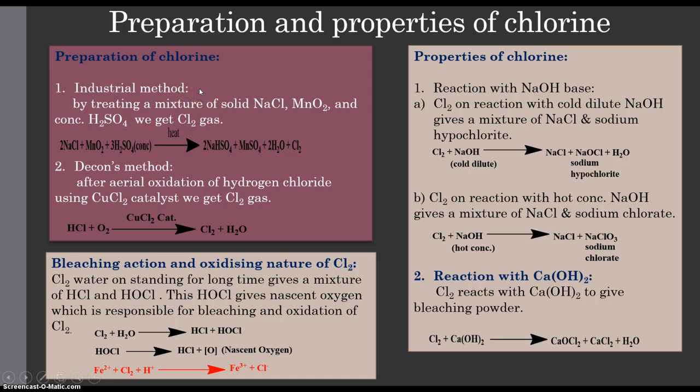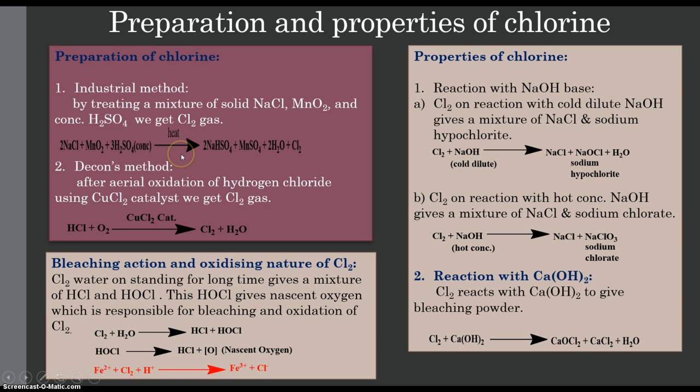In industry, chlorine gas is prepared by treating a mixture of solid NaCl, manganese dioxide and concentrated H2SO4. As you can see over here, if we mix NaCl with manganese dioxide and concentrated H2SO4, and if we heat the mixture, we can get chlorine gas as a major product. Along with this chlorine gas, there would be some byproducts formed. These are sodium bisulfate, NaHSO4, manganese sulfate, MnSO4 and water.